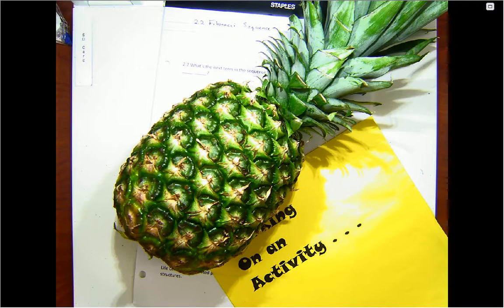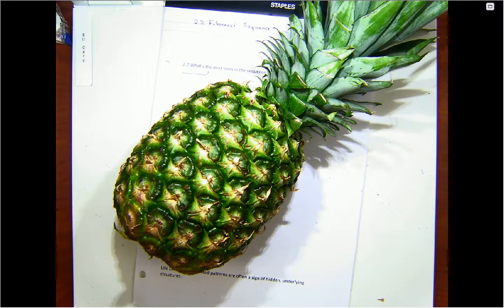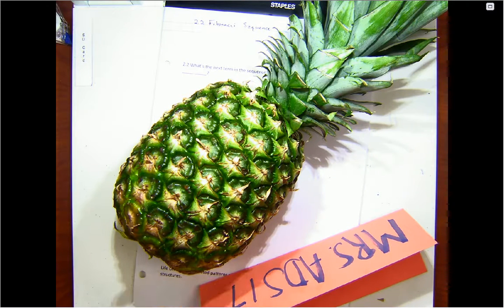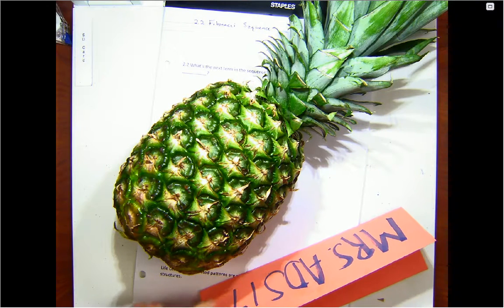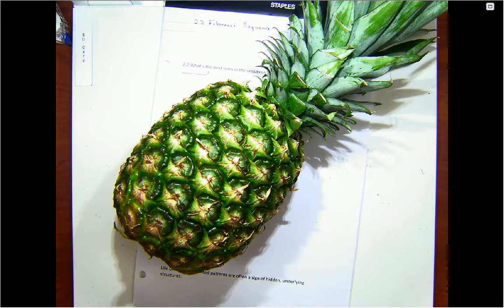This is also your class activity, so at some point take your pineapple or pine cone and you can take a great selfie with yourself in it if you want to. Otherwise you can put your name in it, okay? But I think it's fun when I see your faces with these.